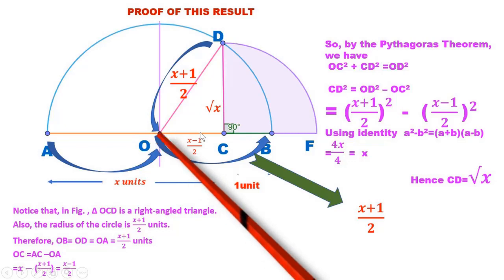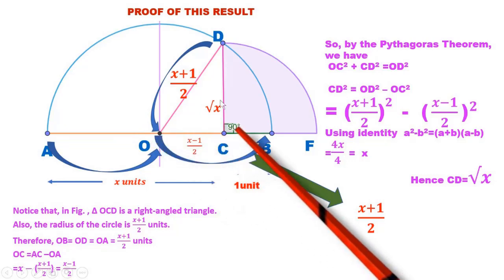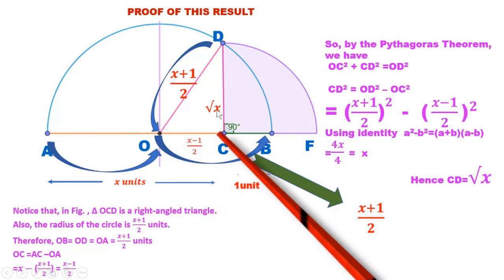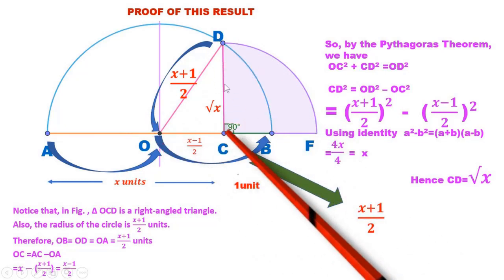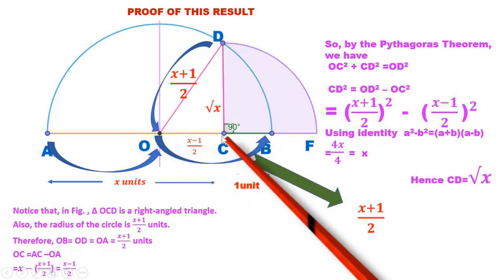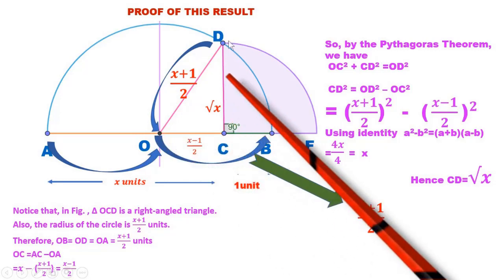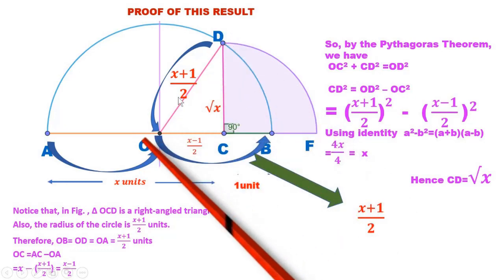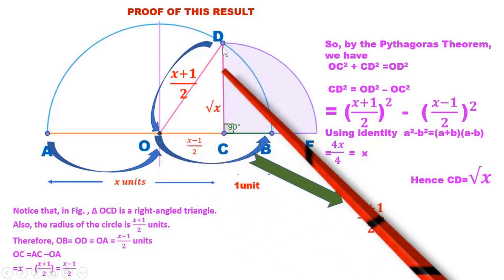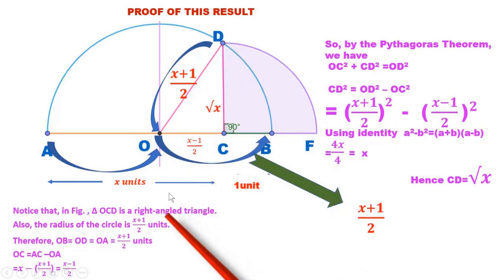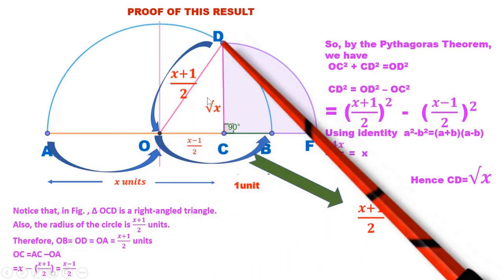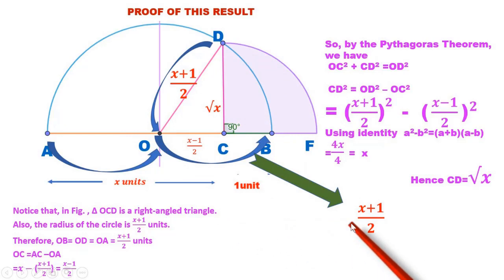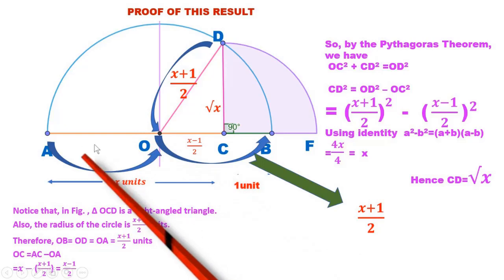First, do you notice that OCD is a right triangle? Yes, it is right angled at C, with its two legs OC and CD. Its hypotenuse is OD. Now, first we'll find the hypotenuse OD and what relation it has with the radius of the circle. For that, we will find the radius of the circle.